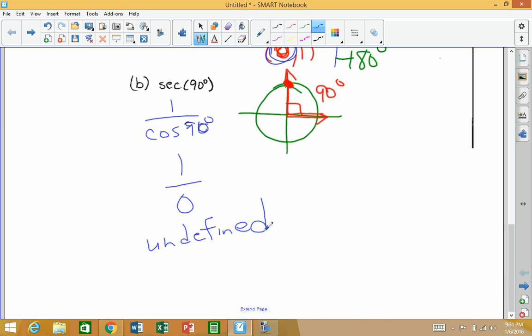So the original secant of 90, whenever we start graphing the trig functions, you're going to see that, as with undefined situations before, there's going to be a vertical asymptote on the secant graph at 90 degrees. So when we get into graphing that later on, we'll know exactly what to do when we run into that situation. But right now, we just need to know that it's undefined.